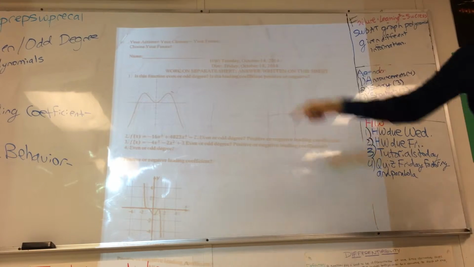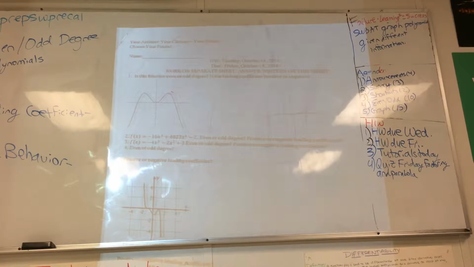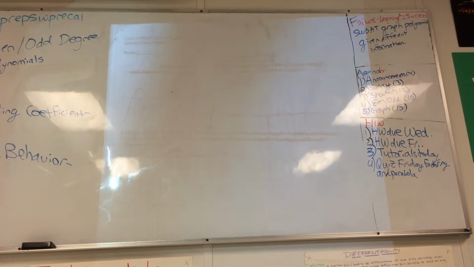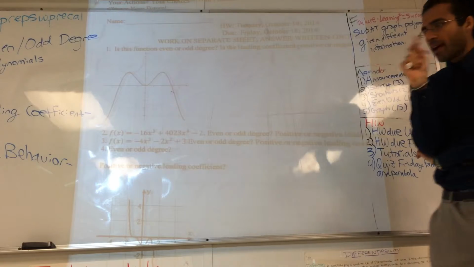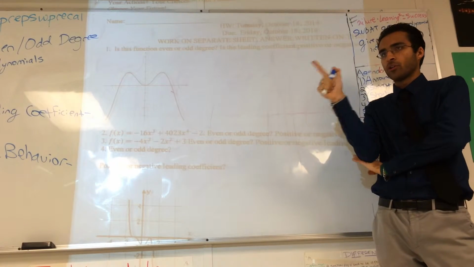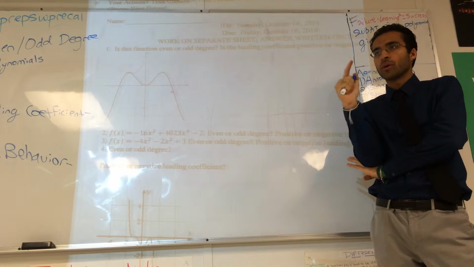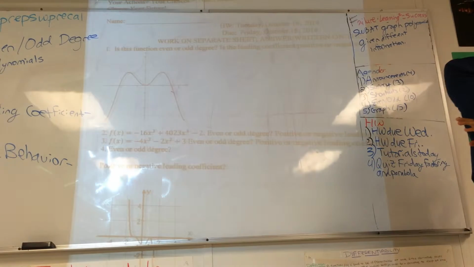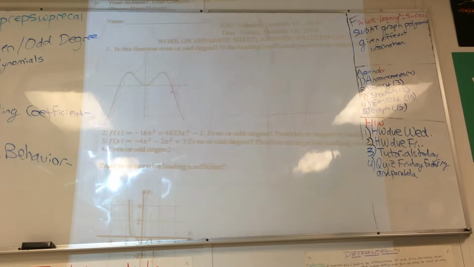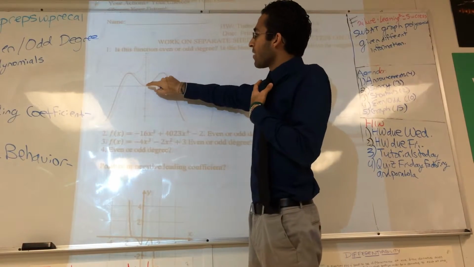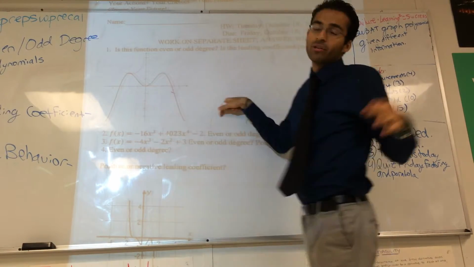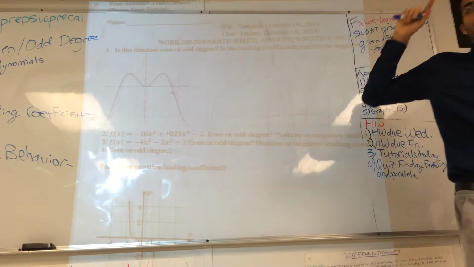Okay, so if I look at this graph right here, this first graph right here, does anybody remember from last year how I can tell by looking at a graph whether a polynomial is even or odd degree? There's a way to tell this by simply looking at a graph. Chloe? Depending on where the maximum and minimum are. Not necessarily, because I could have a graph that has really high or really low, and that's not necessarily going to tell me whether it's even or odd.